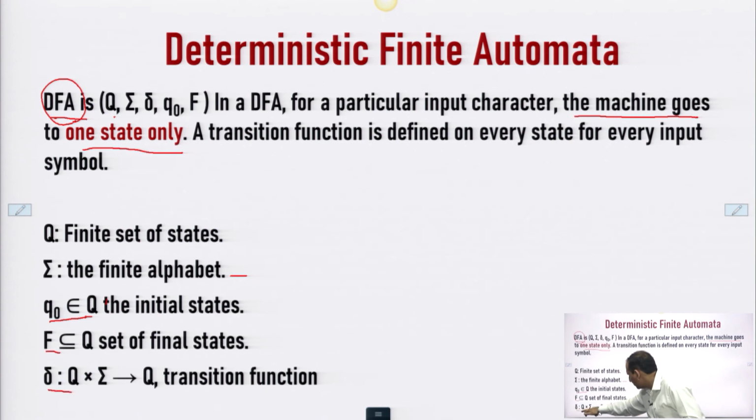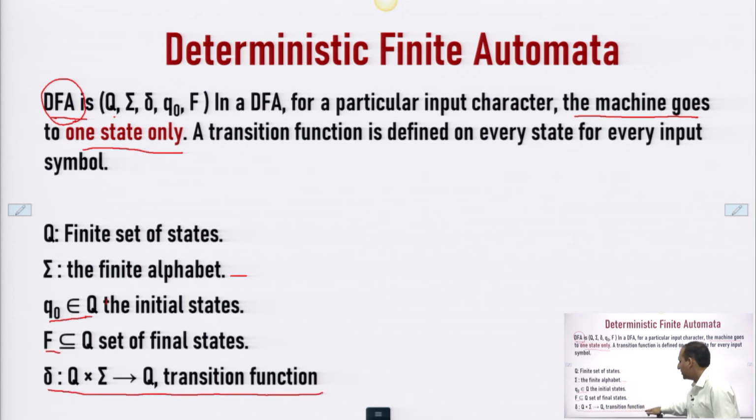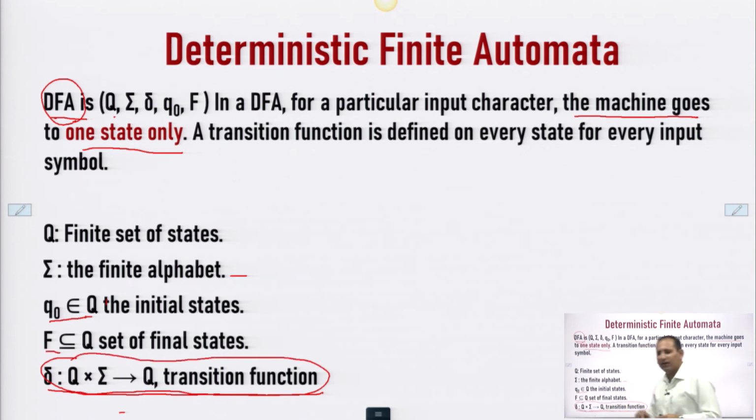Now, this is very important. In case of a DFA, the major difference lies in the transition function. The transition function delta is derived from the Q state, the alphabet set and the new state. This is a very important term that we need to highlight over here, the transition function for the DFA.